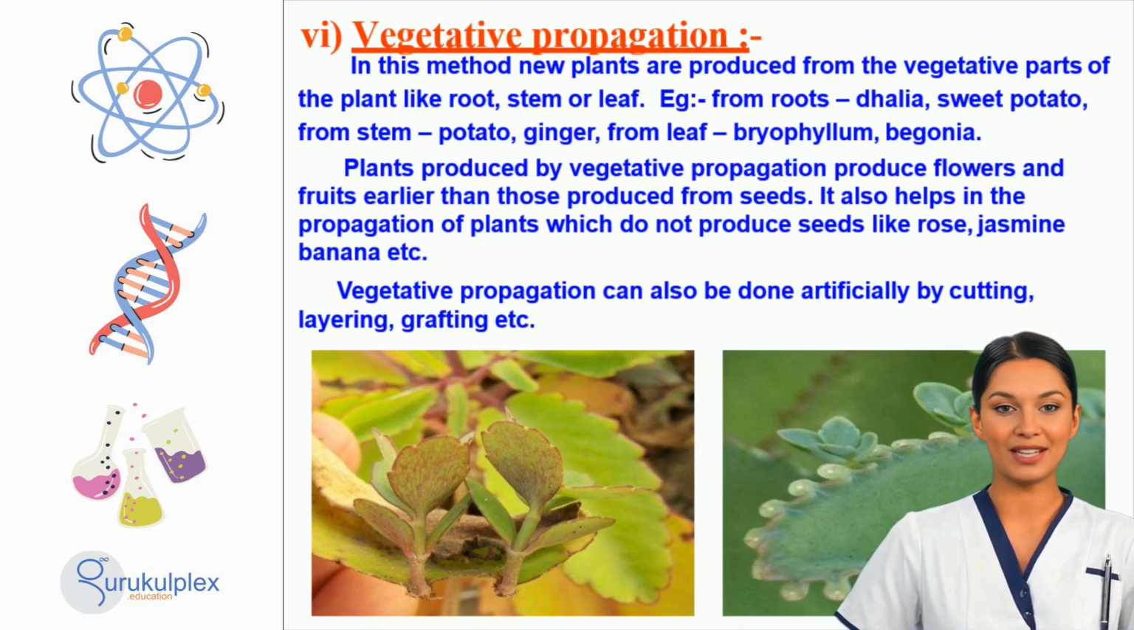Normally, plants spread through vegetative propagation are more likely to flower and bear fruits before those grown from seeds. Additionally, it is a great way to propagate plants that do not produce seeds, such as rose, jasmine, and banana. The method of vegetative propagation can be done artificially through cutting, layering, or grafting.